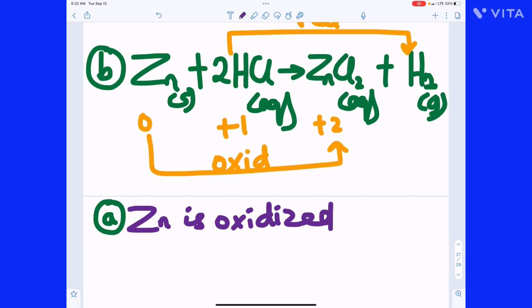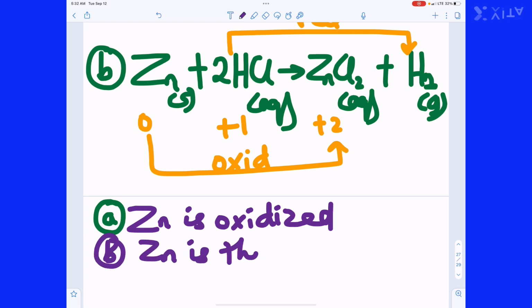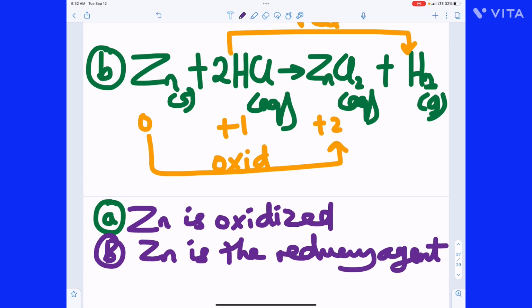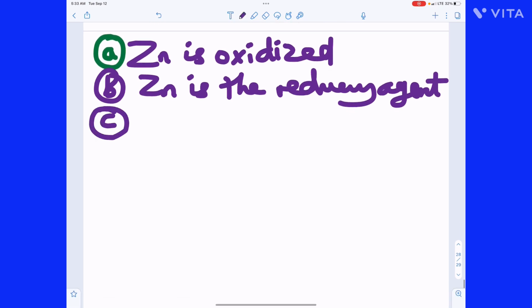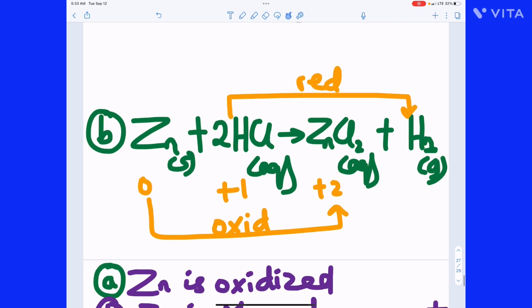So zinc is oxidized. That means zinc is the reducing agent, because it is the reducing agent that gets oxidized. Are you getting what I'm saying? Question C says we should find what substance is reduced. If you check this very well, hydrogen has its oxidation number reduced from +1 on the left to 0 on the right, because in HCl the oxidation number of hydrogen is +1.